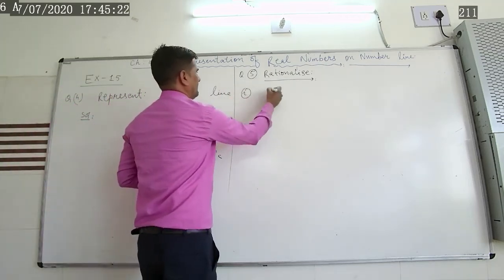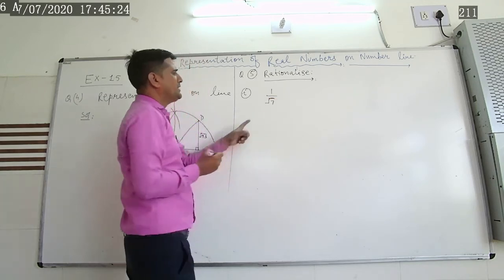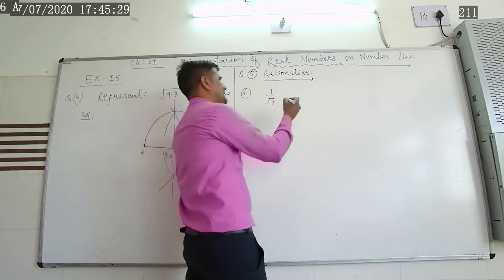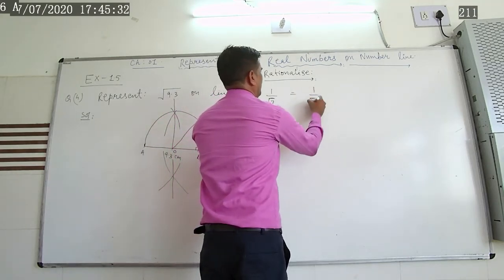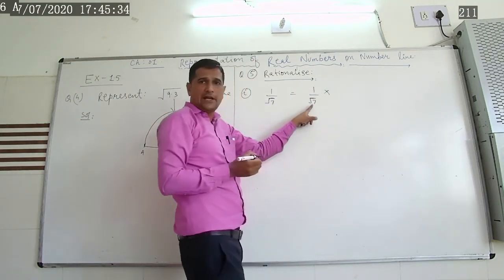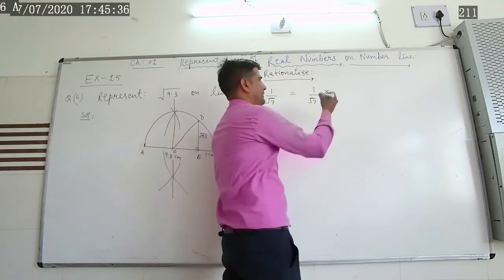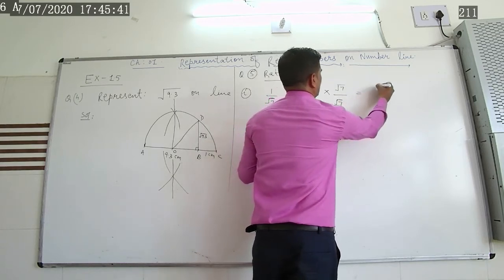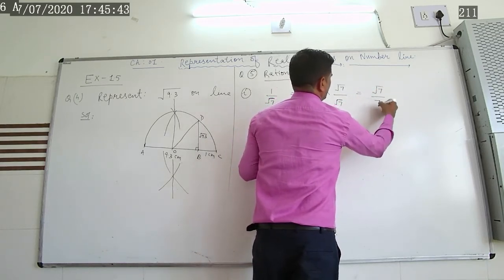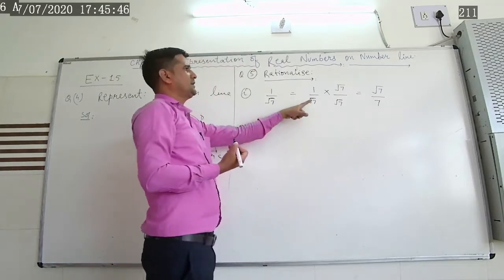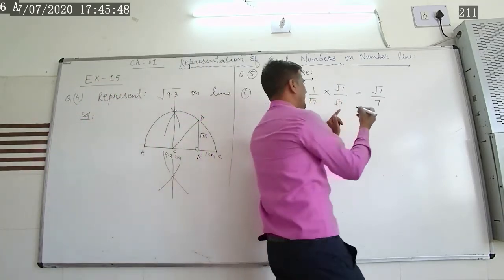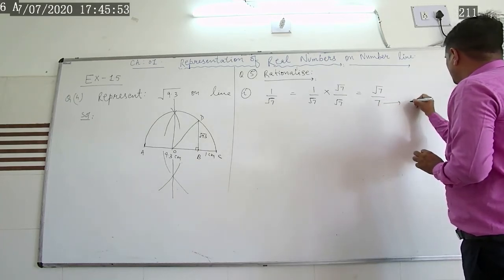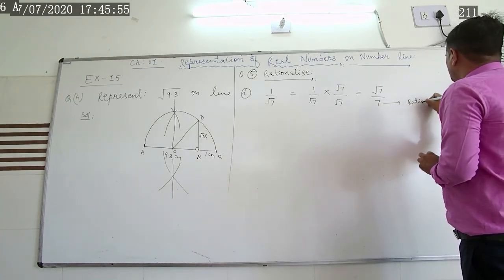First one, 1 by √7. The denominator term can be multiplied and divided by the same number. So what is the irrational number here? That is √7, multiplied with the same number and also divided with the same number. You will get √7 by 7. So with this rationalization, now we are getting the number 7 as a rational number.